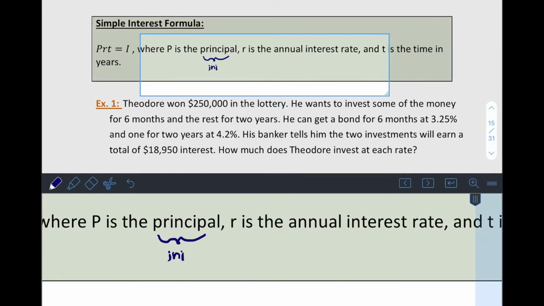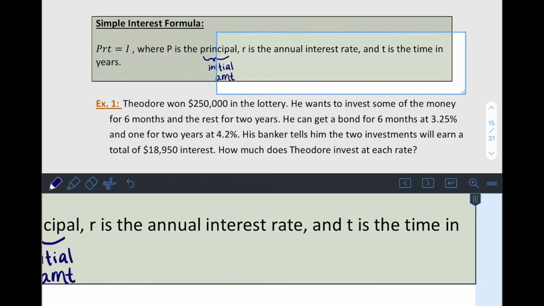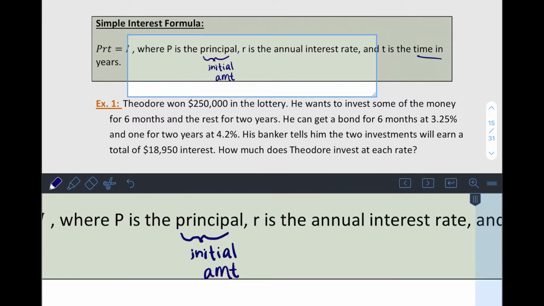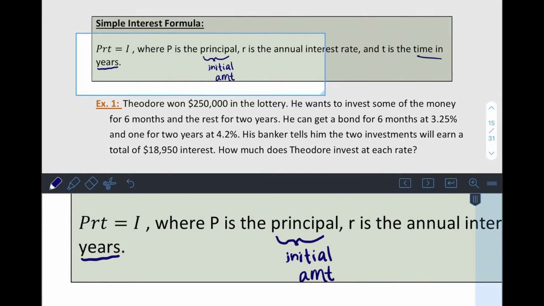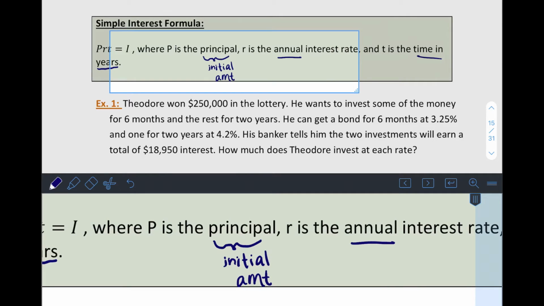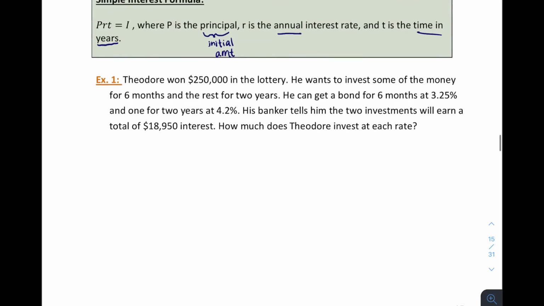Your principal P is basically your initial amount that you either put in a bank account or maybe took out in a loan. R is your annual interest rate, and T is the amount of time in years. Your units do need to match, like the annual interest rate per year and then the time in years.